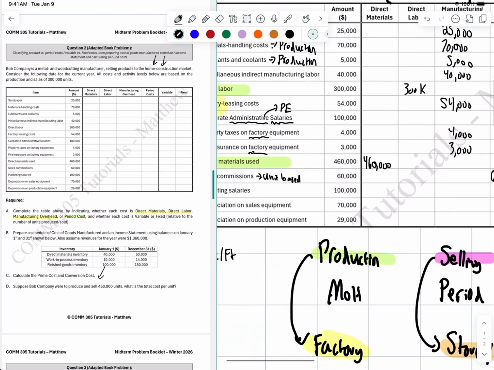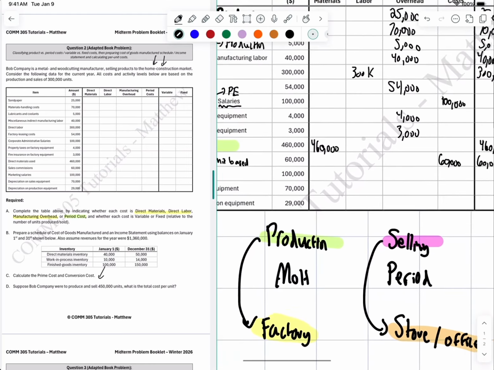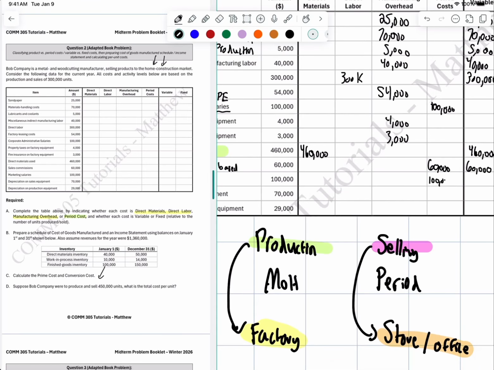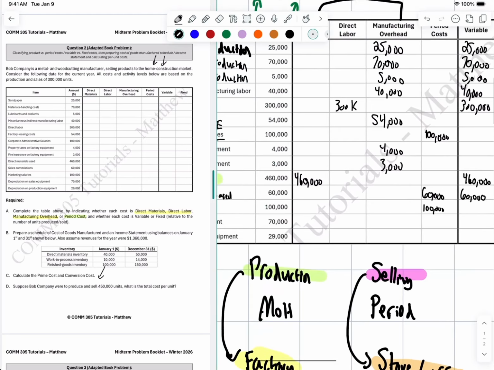Now, marketing salaries. Guys, marketing is related to selling the product. I hope we agree. It's related to selling, therefore it is a period cost. Next, is it variable or fixed? What do you think? I hope you understand. By seeing the keyword here, it's a salary. Do salaries change, or is it not the same amount every year?